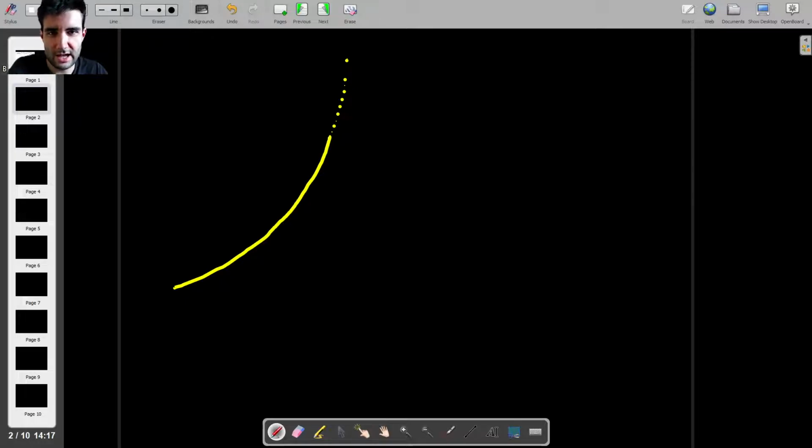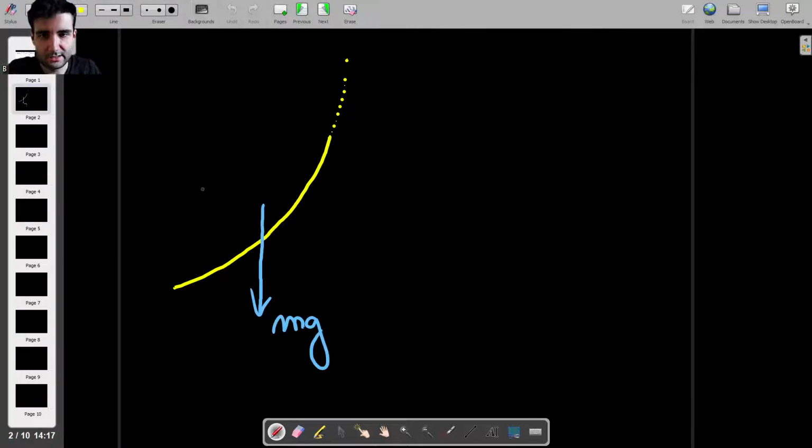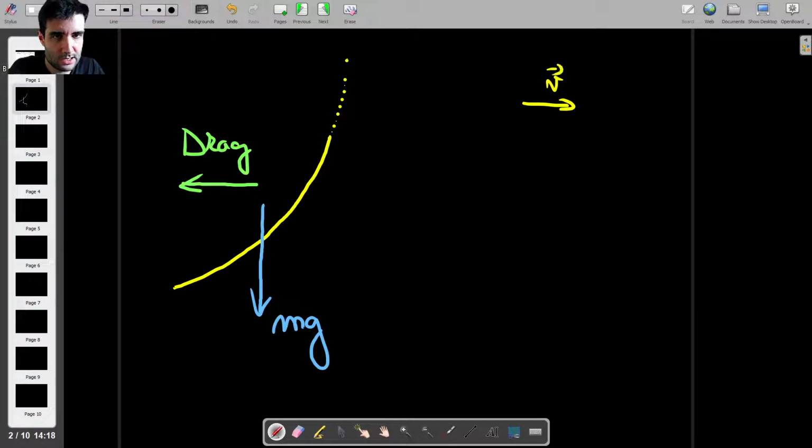And let's draw all the forces acting on this cable. So first of all, we have the weight, which I'm just going to call mg for now, but we're going to come back to this in a second. Now, also we have the aerodynamic drag. And aerodynamic drag will act horizontally to the left. Okay, let's just call it drag for now. And the reason is because aerodynamic drag always opposes the velocity. Okay, so if the velocity is this way, then drag is this way, and so on.